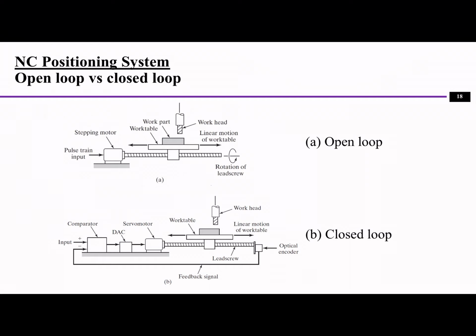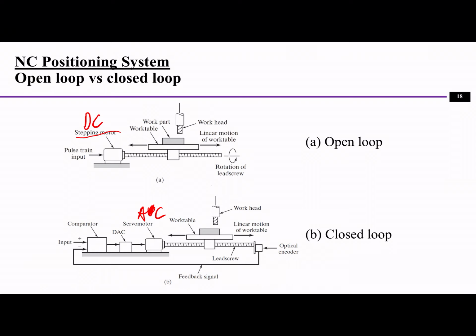And so, open loop versus closed loop. Open loop means usually we have a step motor. The step motor is usually used with DC current, while for the servo motor, usually we have AC current.